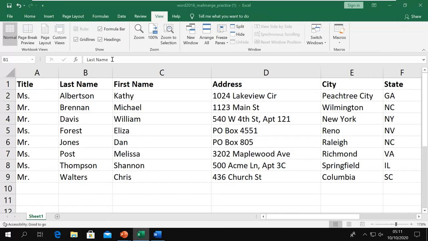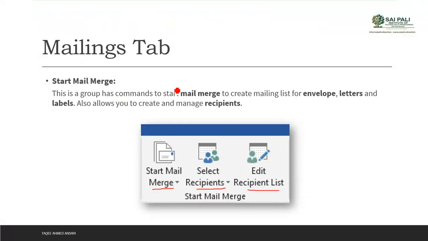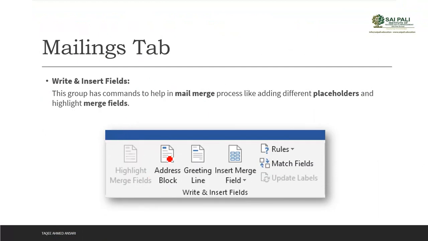Now the next group which we have here in this Mailings tab is totally related to the mail merge process, where we can add the address block and add the greeting line, just like we added in the process. We can add placeholders for merge fields, which is the more options. Here we can get some extra options for rules, or even update the labels. If you change the recipient list and it is not changing here in the letter, then you can update it.